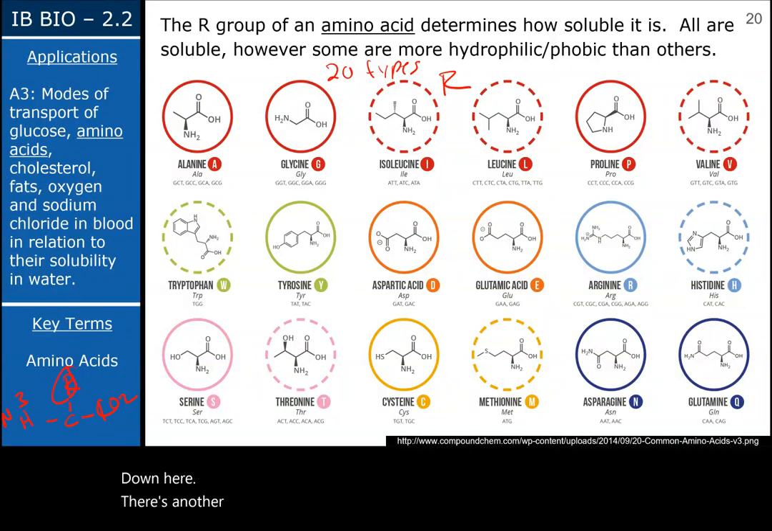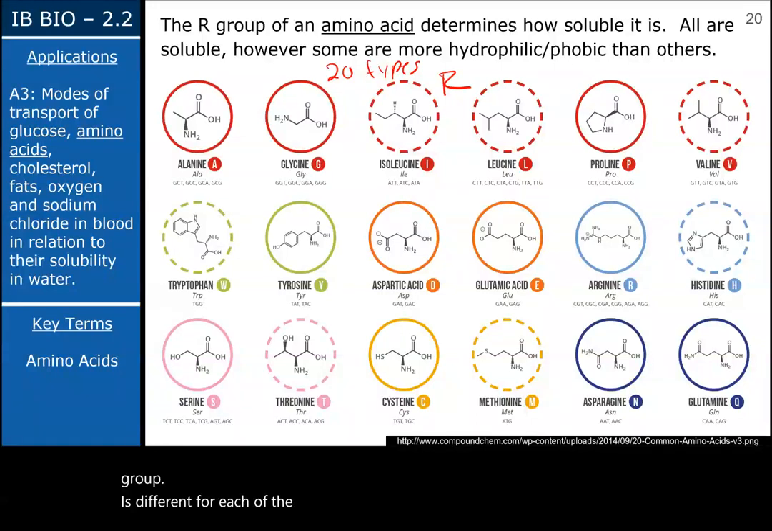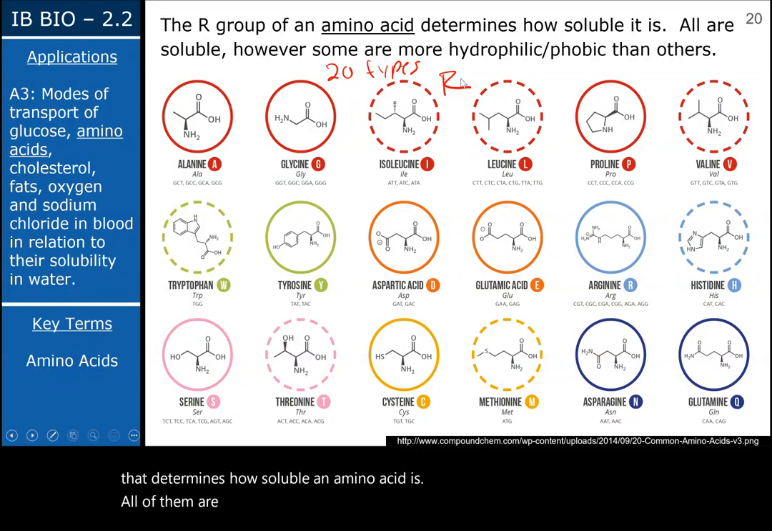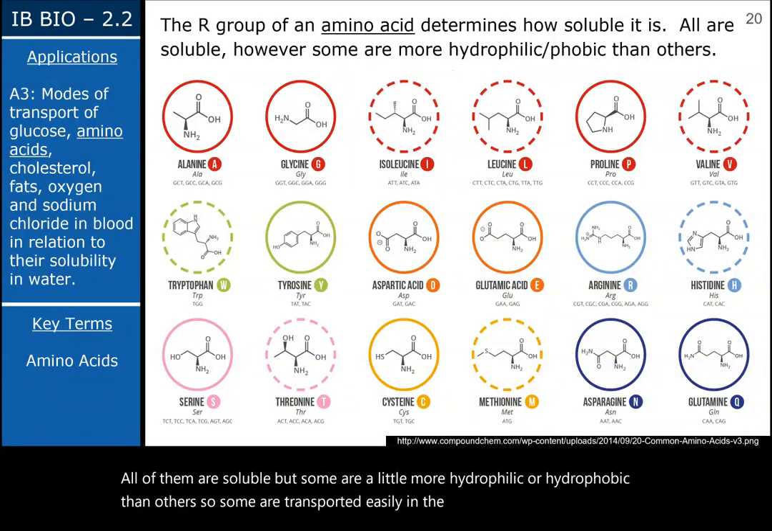Anyways, we're talking about the R group. The R group is different for each of the 20 different types of amino acids, right? It's this R group that determines how soluble an amino acid is. All of them are soluble, but some are a little more hydrophilic or hydrophobic than others. So some are transported easily in the blood, some not so much.